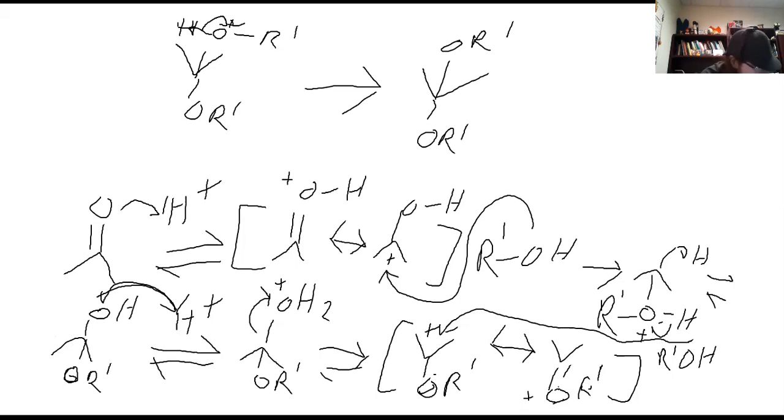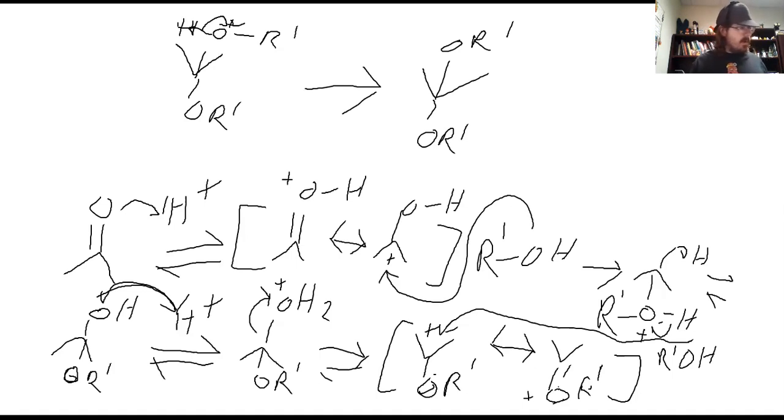Now, this process is very reversible. All these steps are reversible. So excess alcohol, usually used as a solvent, will favor the formation of acetals. If I use acid and water as the solvent, it will reverse very easily back to the ketone. So we have to choose our solvent wisely.